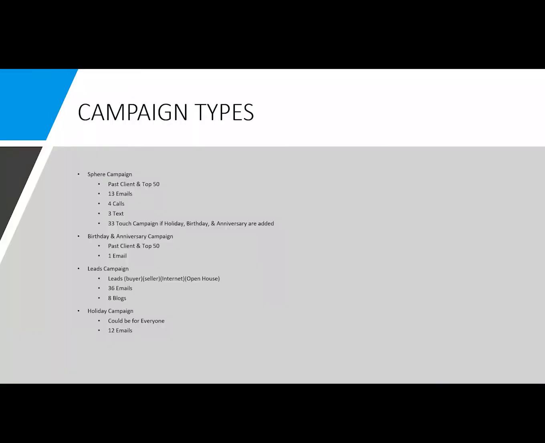Now that we know where to find the campaigns, let's go over the different campaign types. So there is a Sphere campaign, which is for past clients and top 50 clients. That campaign itself does have 13 emails, 4 calls, 3 texts. And it can become a 33 touch campaign if the holiday, birthday, and anniversary are added to it.